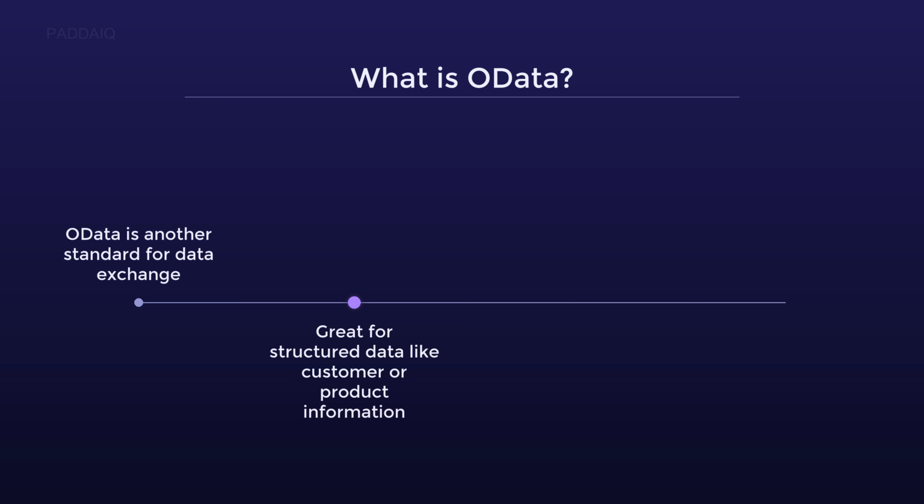Great for structured data like customer or product information. This means OData efficiently handles organized information with clear fields. For instance, it can retrieve a customer's name, ID, and purchase history from a database in a standard format. This structured approach ensures data is consistently accessible and reliable for your applications.